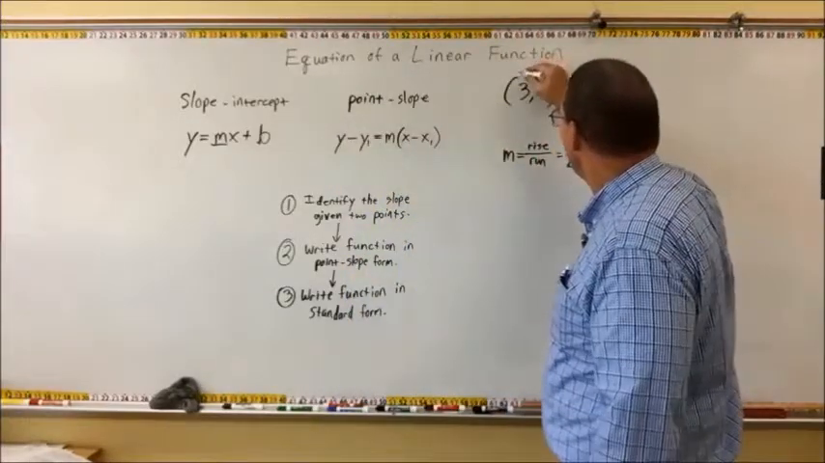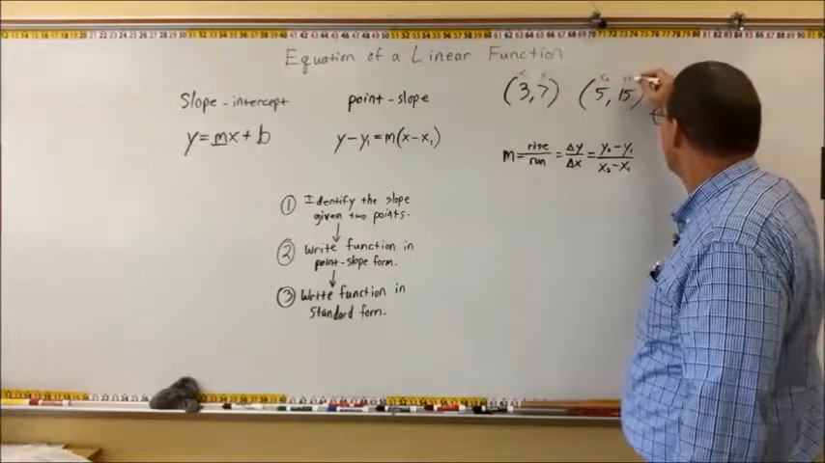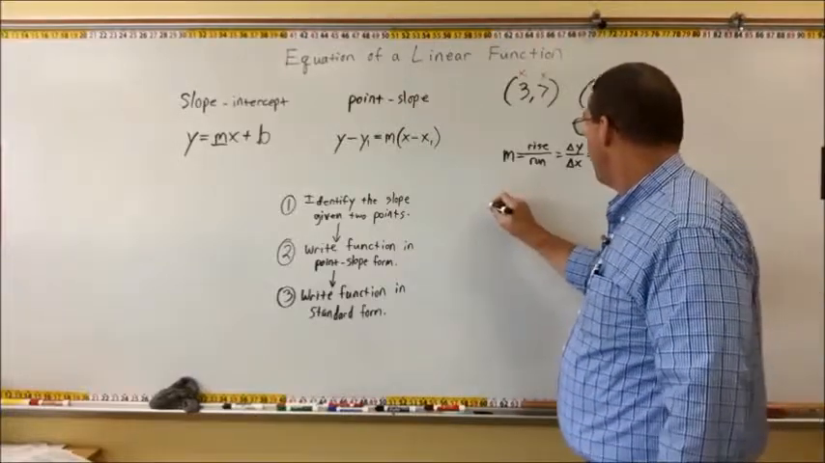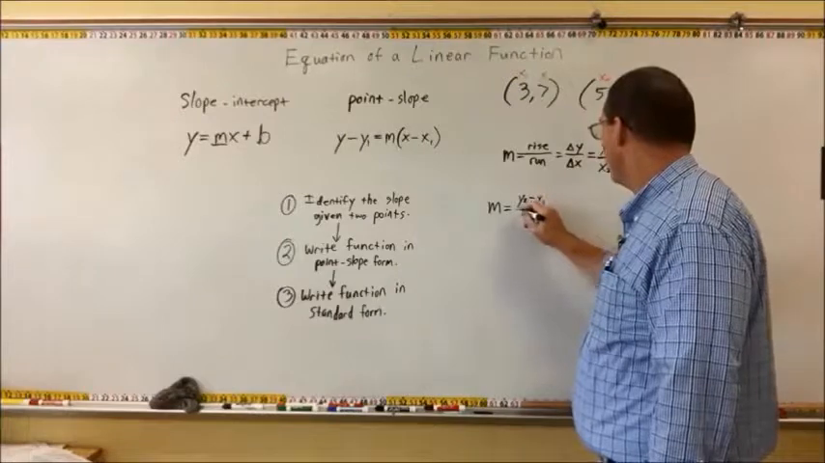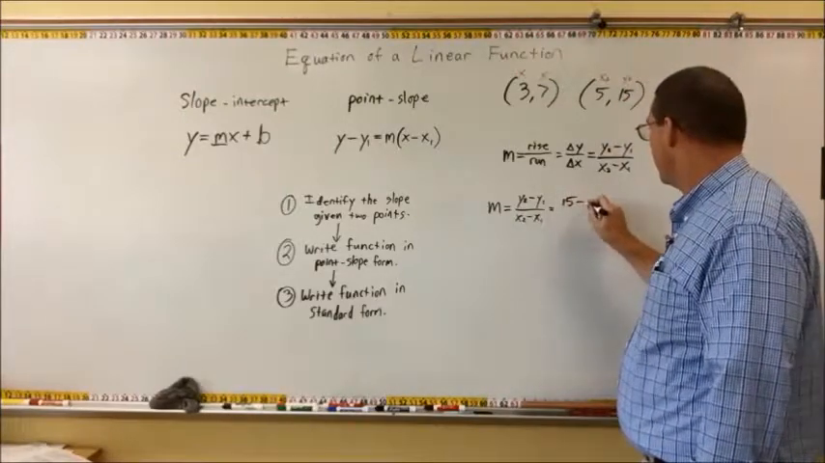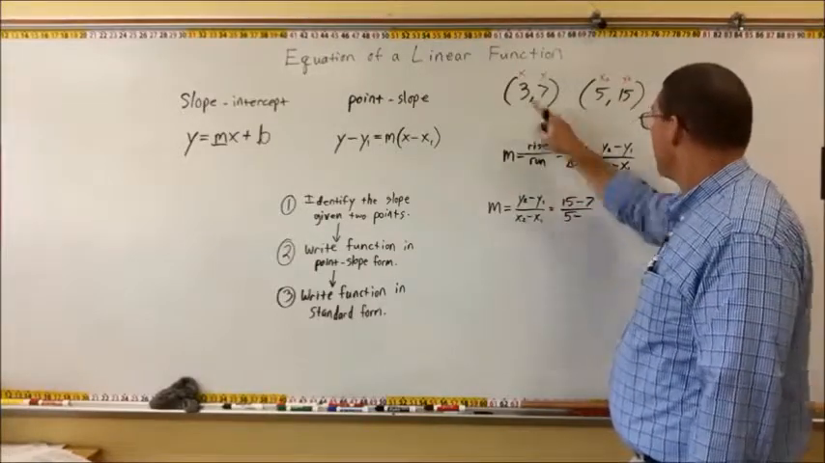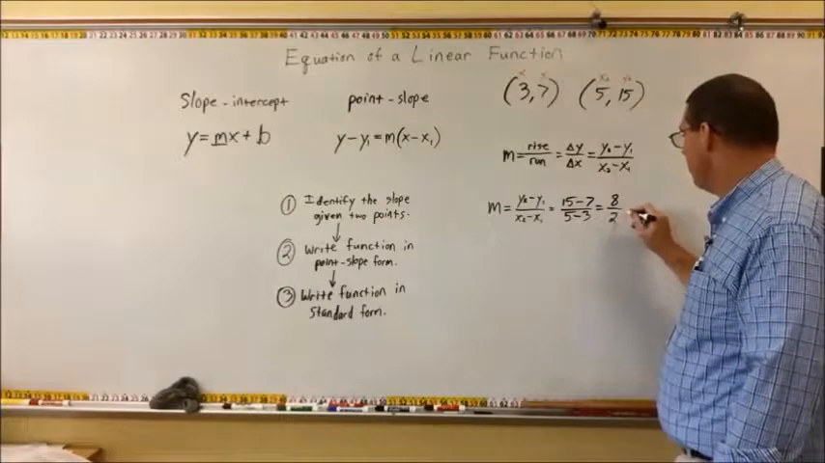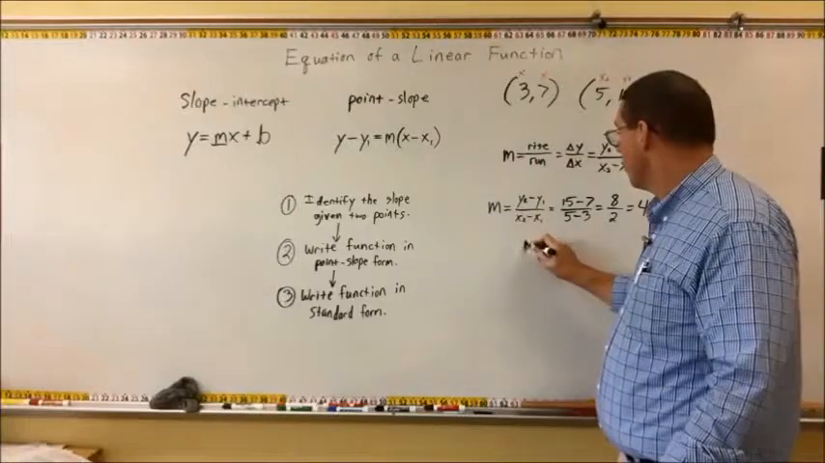So let's do this. Let's make 3 x1, and let's make 7 y1, and then let's make 5 x2, and let's make 15 y2. So we just need to plug them into the formula. Our slope, m, is equal to y2 minus y1 over x2 minus x1. y2 is 15 minus y1 is 7 over x2 is 5 minus x1 is 3. And now we just do some math, right? 15 minus 7 is 8 over 5 minus 3 is 2, and 8 divided by 2 is 4. And therefore, the slope of the line that runs through these 2 points is 4.